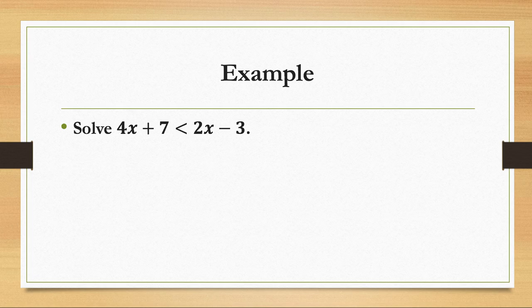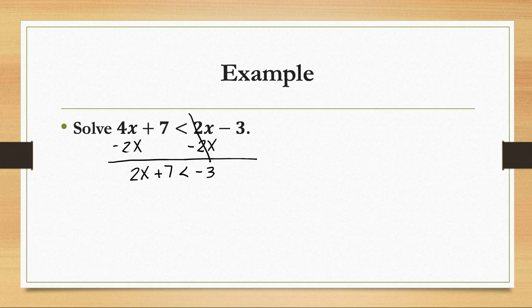Our next example is similar. We have 4x plus 7 is less than 2x minus 3. And again, we want to solve the inequality for x. So we're going to begin by subtracting this 2x off of both sides of the inequality. 4x minus 2x is 2x. We'll bring our plus 7 down. And the only thing we're left with on the right is a negative 3.